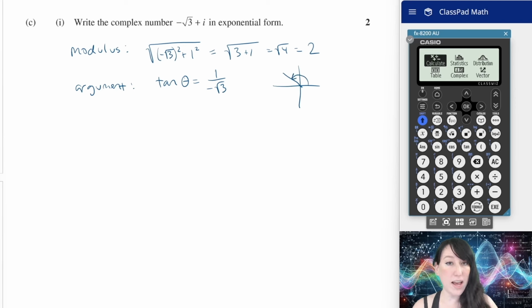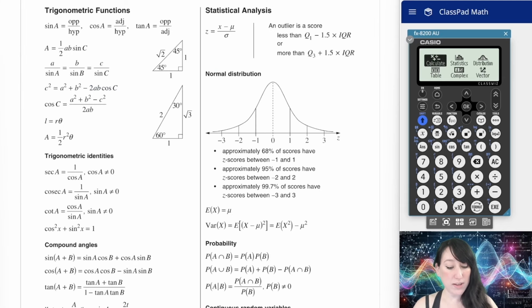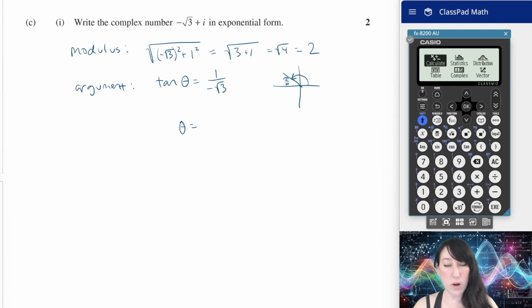We can check where tan would equal 1/√3 by looking at our triangles, and that would be at 30 degrees or pi/6. In quadrant 2, this would be 5 pi/6. So this complex number is equal to 2e to the 5 pi/6 times i.